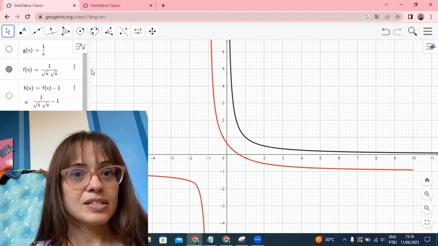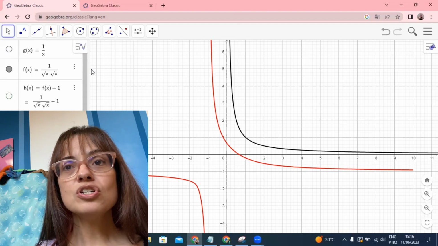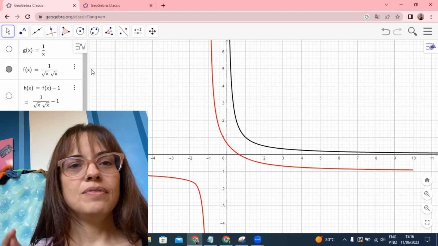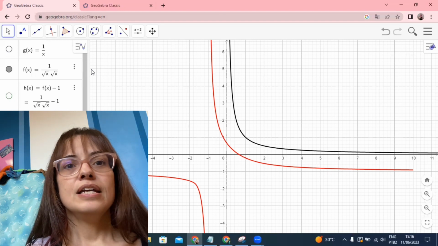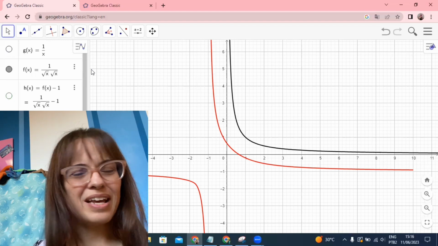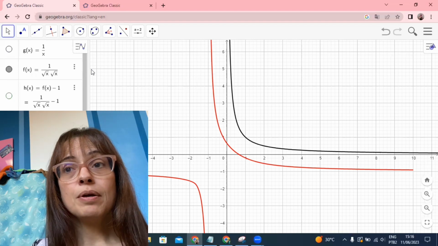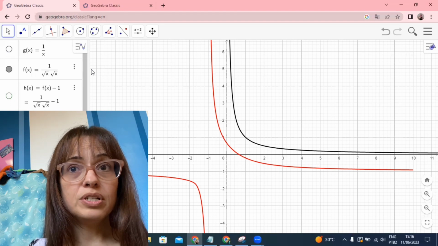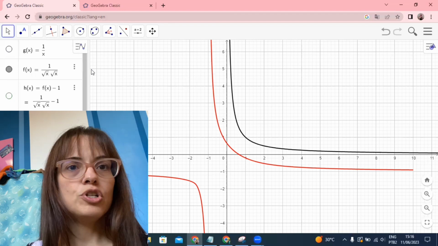What is the interesting exercise now? I wonder how I can actually draw this function that is not a translation in any particular direction, but the description of that red curve is more like it's always 1 unit away from the original function.